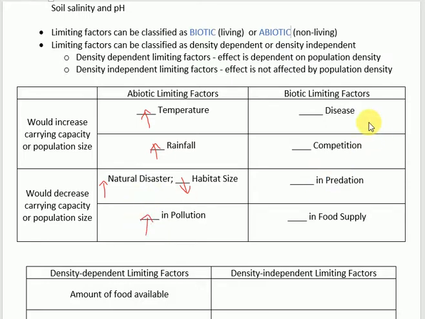The biotic factors, increasing carrying capacity, we would have a decrease. Disease would increase the population size. A decrease in competition would also increase that population size. Predation, if we have an increase in predation, that would decrease the population size. And if we have a decrease in food, that would also decrease that population size.